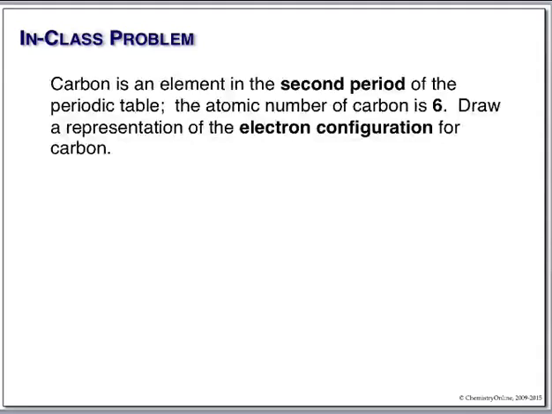So let's use carbon as an example. Very quickly, go ahead and draw for me the electron configuration for carbon. Remember, carbon is here in our second period in our fourth group. We'll have a total mass of 12. Six of those will be neutrons, six protons, and six electrons.